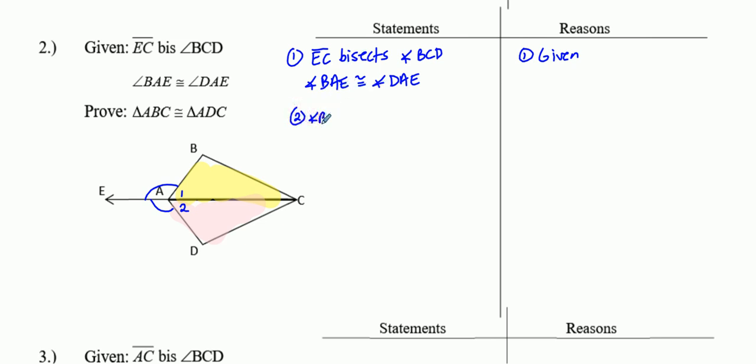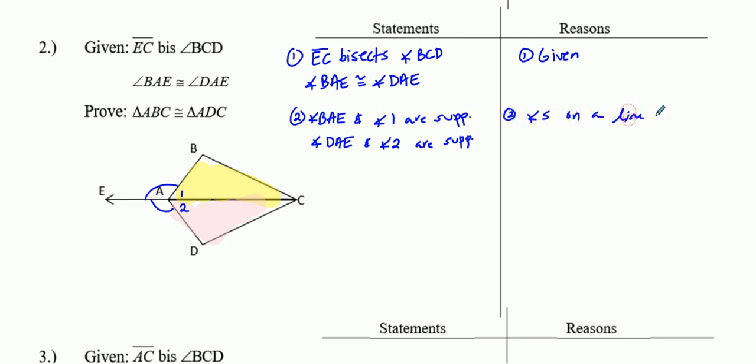Now, in order to do that, it takes 2 steps. I need to first say that angle BAE and angle 1 are supplementary. And I also need to say that angle DAE and angle 2 are supplementary. And this is from a reason we've used a lot earlier in the year, which is angles on a line add to 180. Or to make my reason match my statement, I'm going to say angles on a line are supplementary instead.